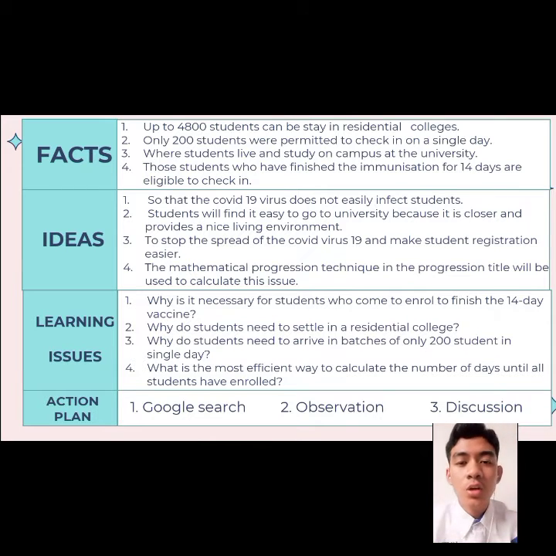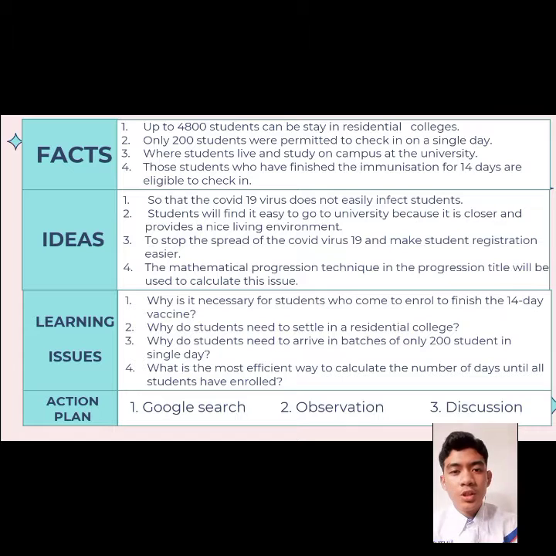Next, the idea in our arithmetic progression Fila table is so that the COVID-19 virus does not easily infect students. Next, students will find it easy to go to university because it is closer and provides a nice living environment. Then, to stop the spread of COVID-19 and make student registration easier. Fourth, the mathematical progression technique in the progression title will be used to calculate this issue.